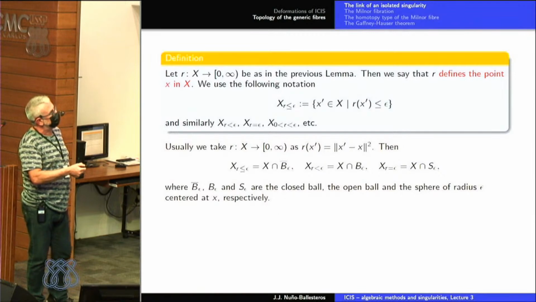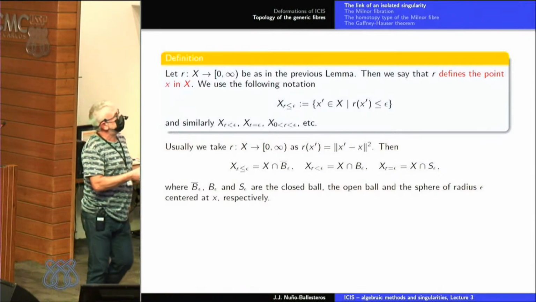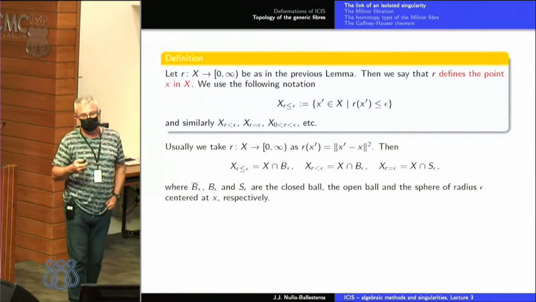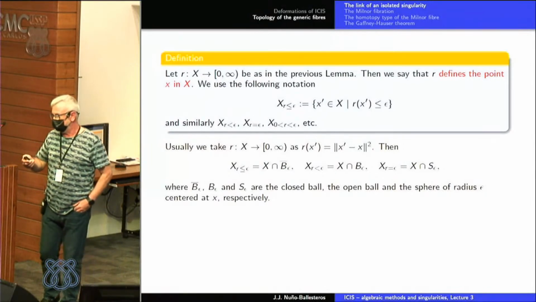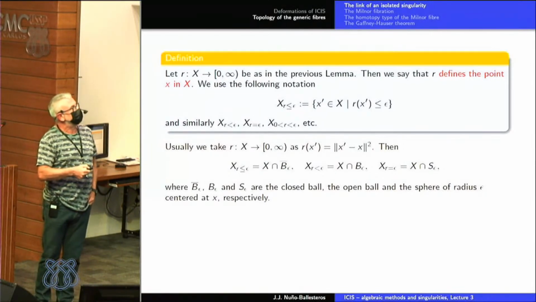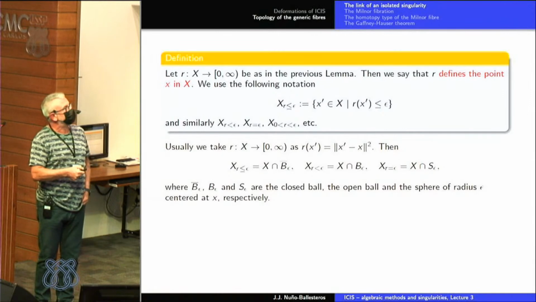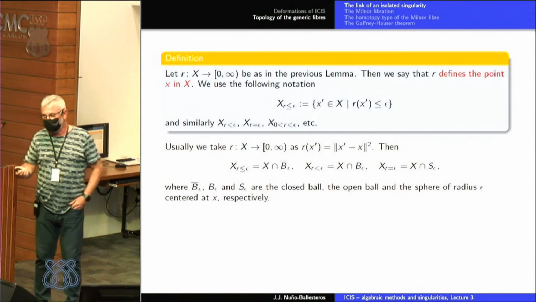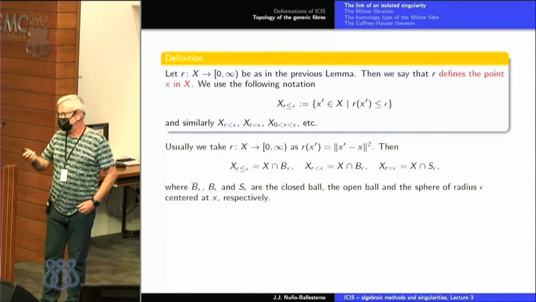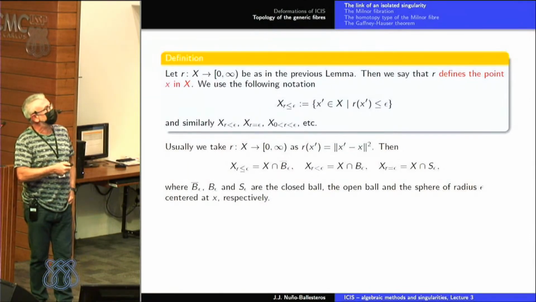Sometimes this is also called a control function. And it's better to have this if you want to make it coordinate independent, because the choice of the Euclidean spheres depends on the coordinates and depends on the metric. So you have to choose coordinates and metric, and it's better to use a function which is coordinate independent, and also independent of the metric.